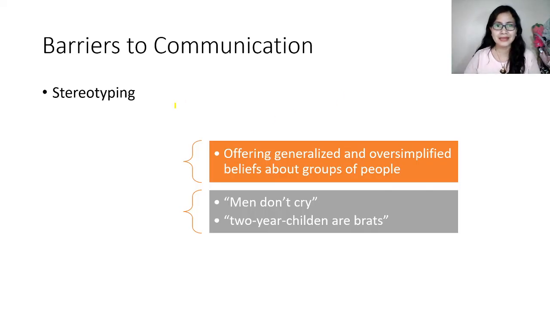Let's have stereotyping. Stereotyping is offering generalized and oversimplified beliefs about a group of people. For example, the nurse would say, men don't cry. Or you would conclude, 2-year-old children are brats. Okay, so that's stereotyping.